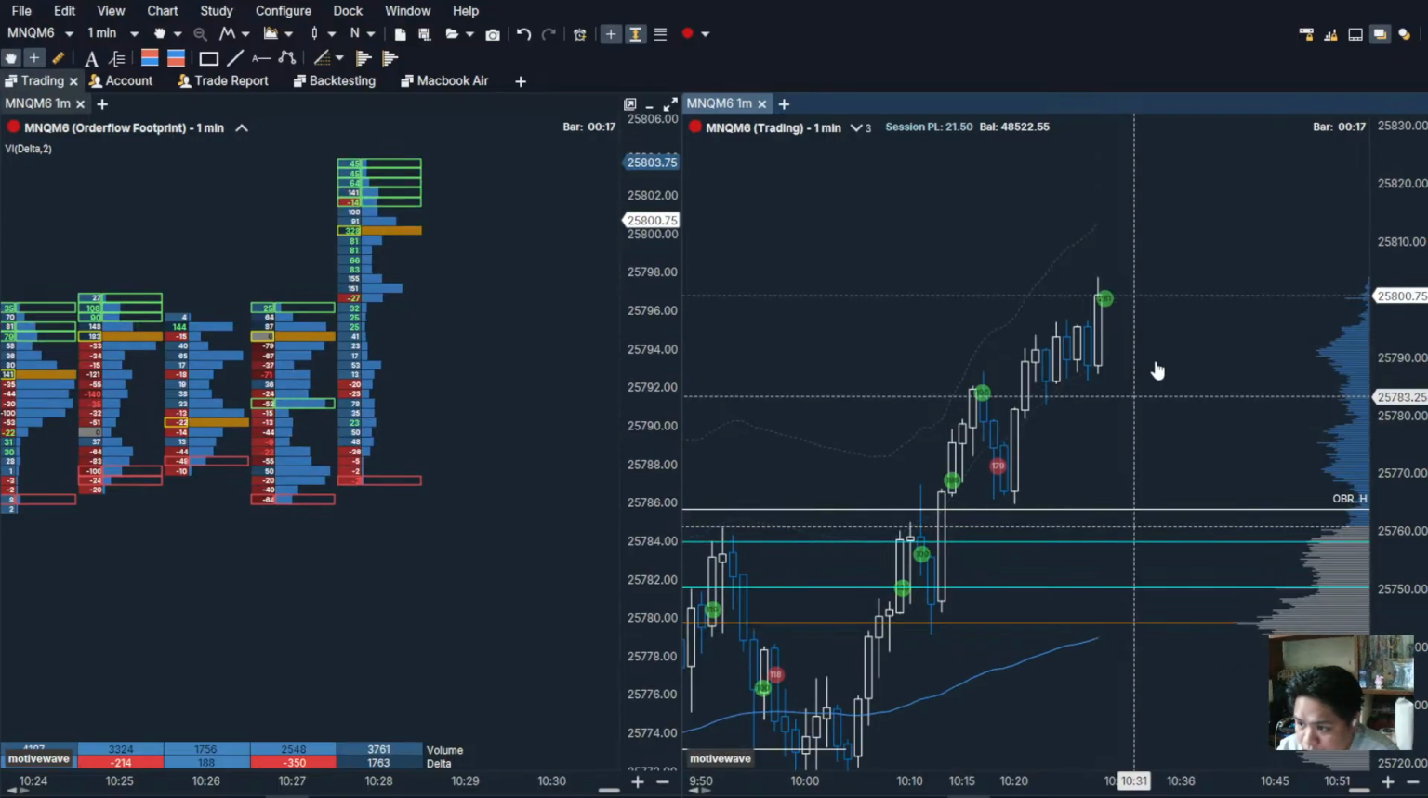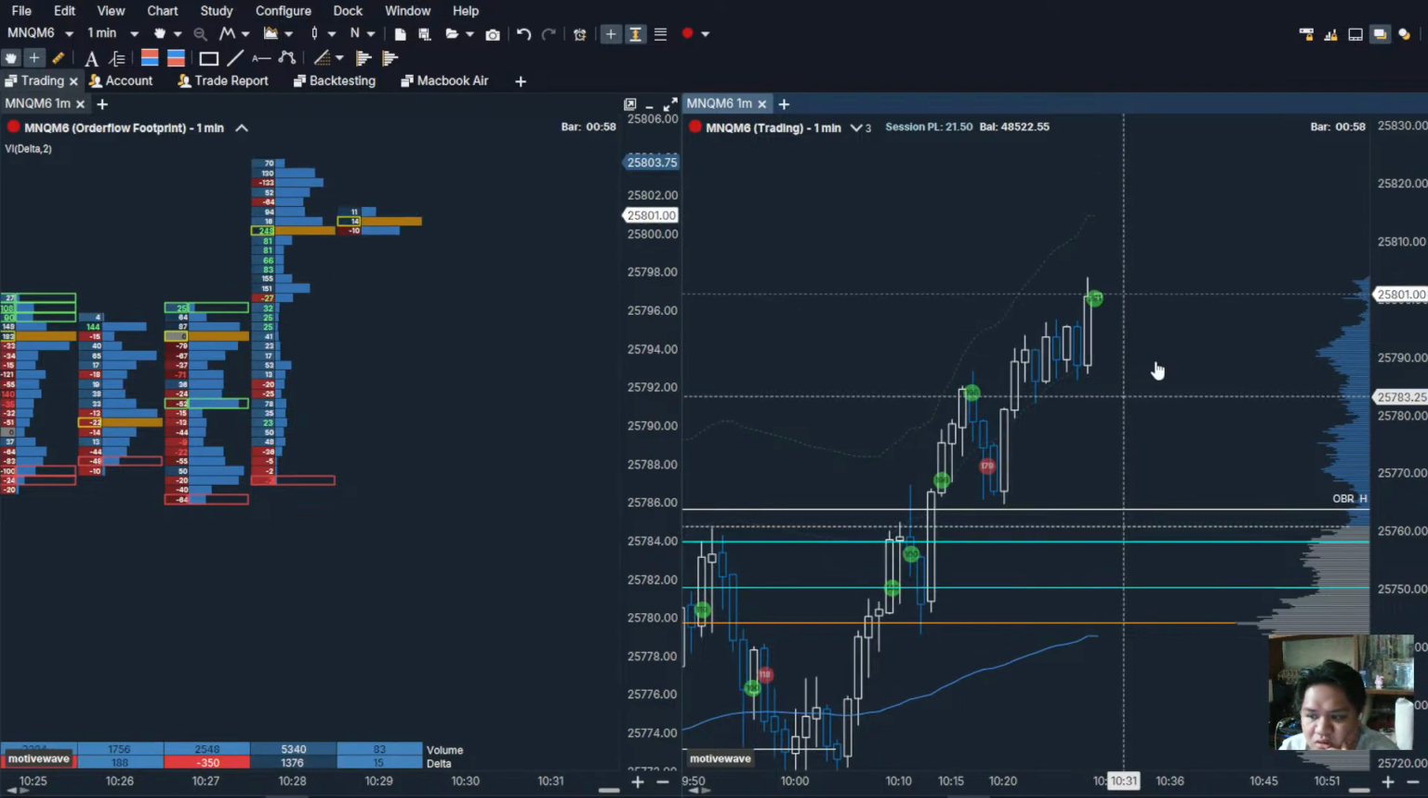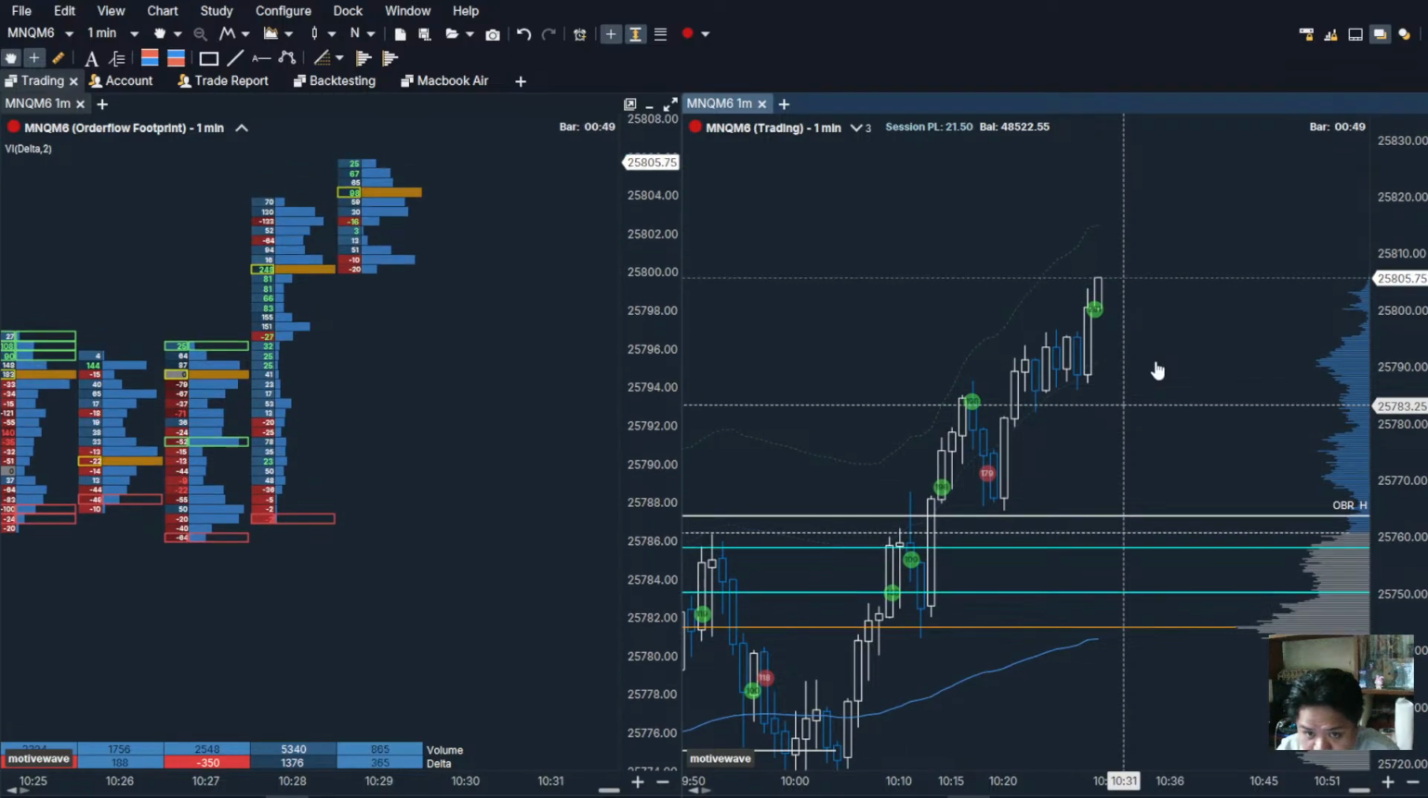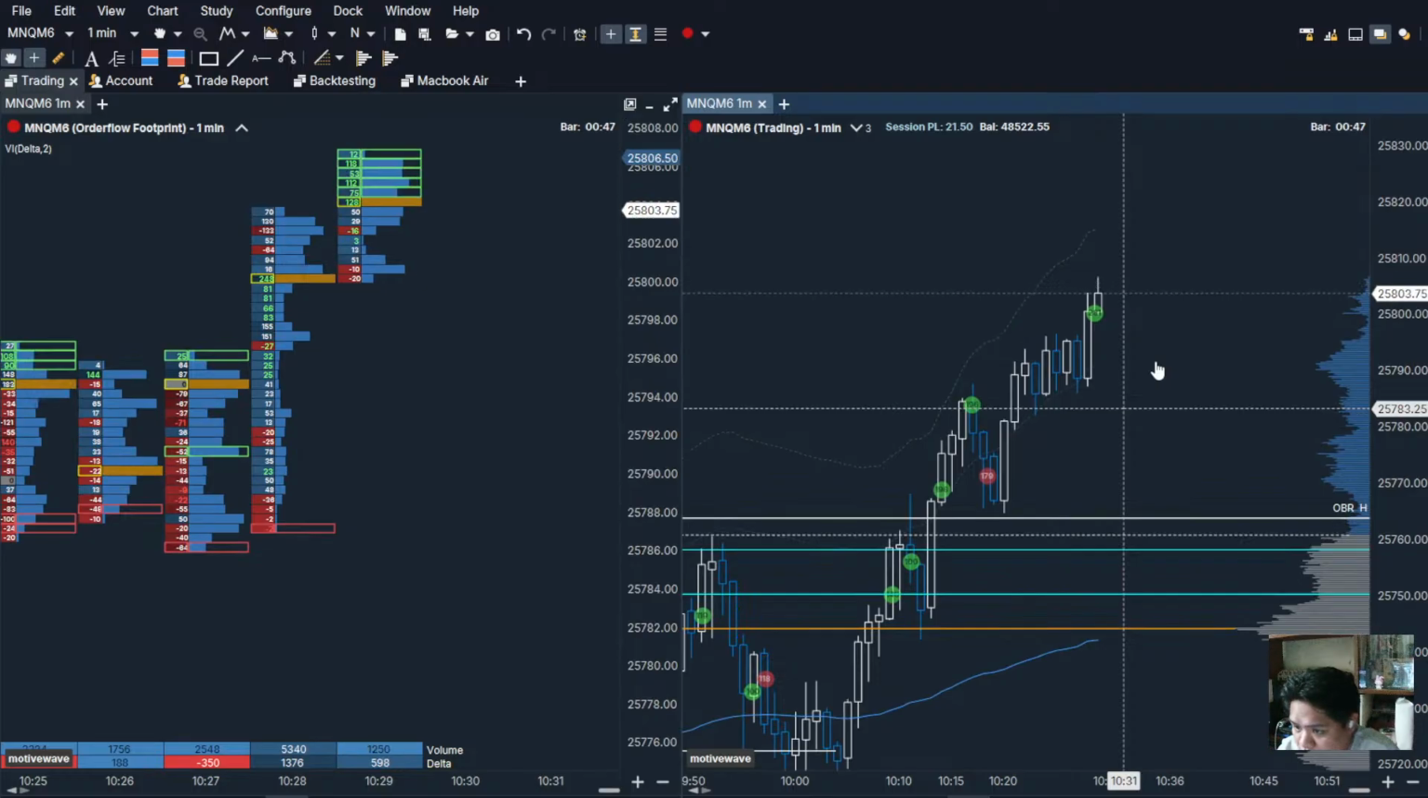There we go. Nice push towards the upside. Question is, are we gonna get absorbed here? It doesn't look like we're gonna get absorbed. Still, it doesn't look like we're gonna get absorbed yet. No absorptions on the footprint. Okay, there we go. Continue pushing.